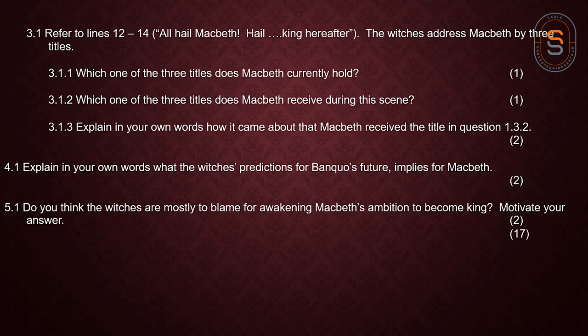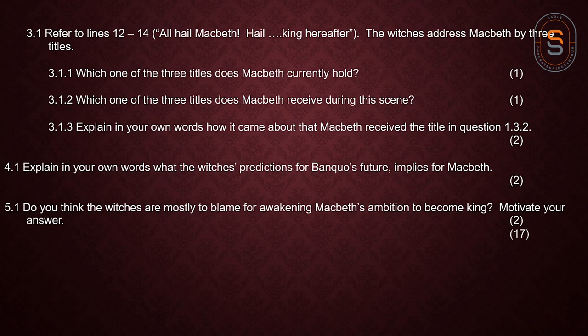You have to tell me what happened to the previous Thane of Cawdor, and then how it came about that Macbeth got it. So you had to say the previous Thane of Cawdor was a traitor who fought with the Norwegians and the rebel forces, and Duncan ordered that he must be executed. And then King Duncan gave the title to Macbeth as a sign of his gratitude and generosity. And then explain in your own words what the witches' predictions for Banquo's future imply for Macbeth. So the witches predict that Banquo's children will be kings, and that implies that Macbeth's children will not be king, and Macbeth will not be king forever.